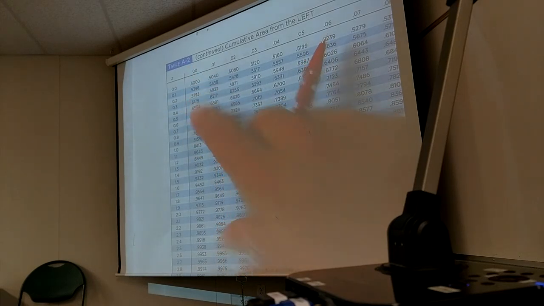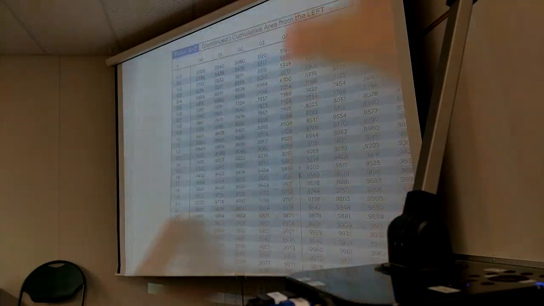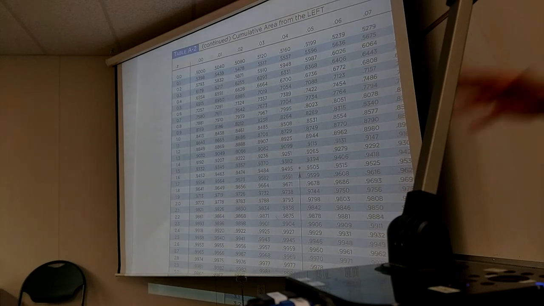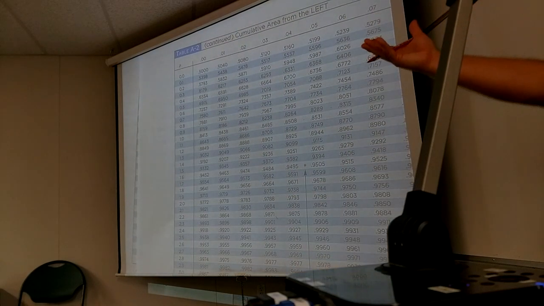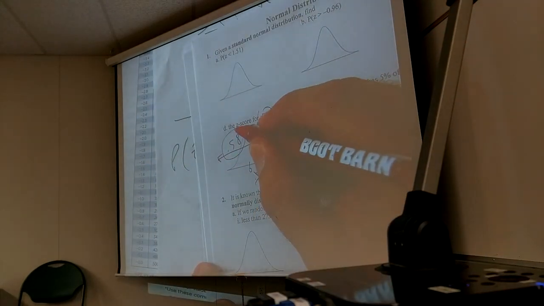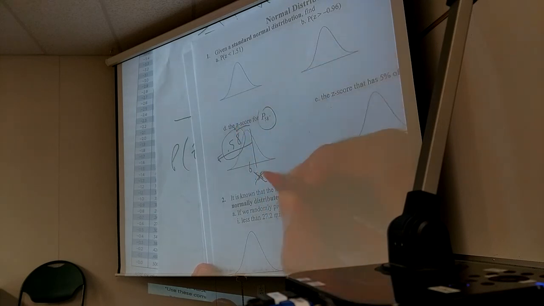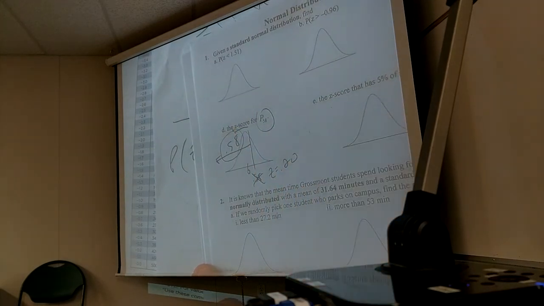So if I know an area, I can find it, or close to it, and then just look out to get the z-score. Math works both ways. If I can change a z-score into an area, I can change an area back into a z-score. So since I knew the area was 0.58, we got the closest we could, and we got a z of 0.20.